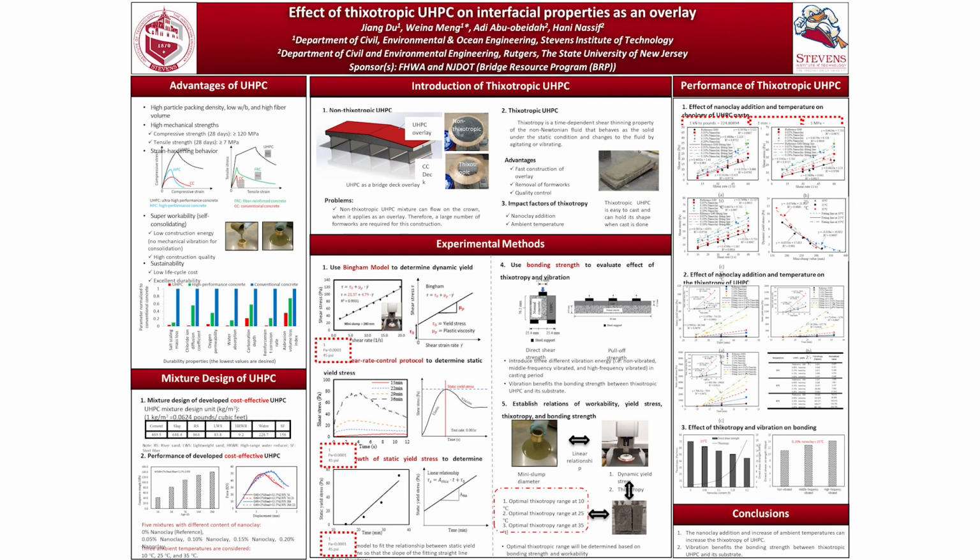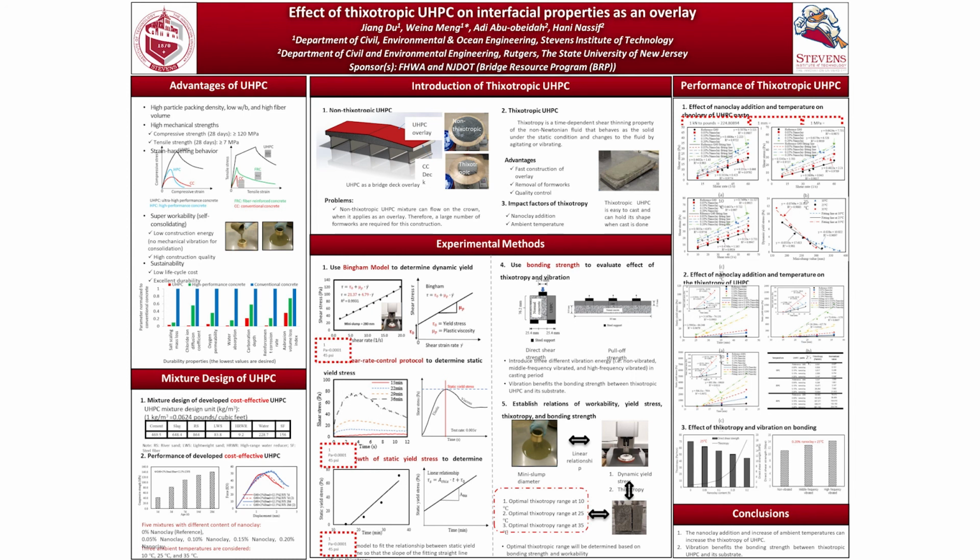The Bingham model was used to fit the curve of corresponding shear rate and shear stress to determine the dynamic yield stress. The shear rate control protocol was used to determine the static yield stress at different rest times. The growth rate of static yield stress is defined as the thixotropy of UHPC. Direct shear test and pull-off test were used to evaluate the interfacial properties between thixotropic UHPC overlay and substrate. The thixotropic UHPC is sensitive to vibration. So, three types of vibration energy were introduced: non-vibrated, middle-frequency vibrated, and high-frequency vibrated in this study.